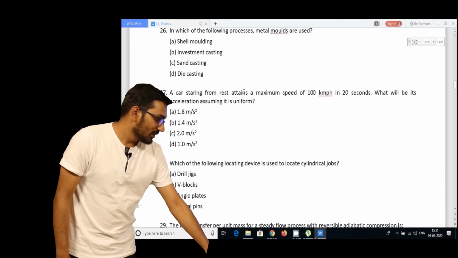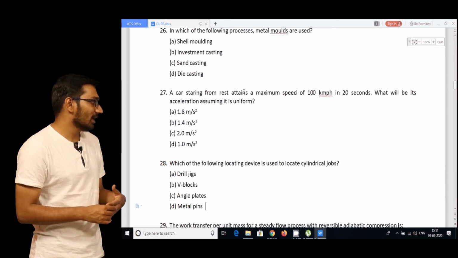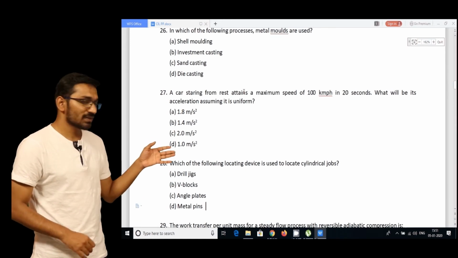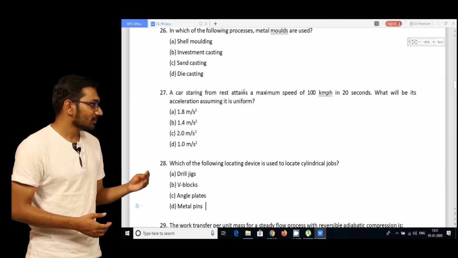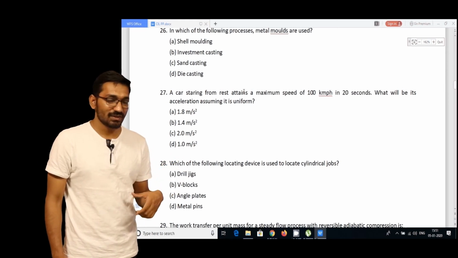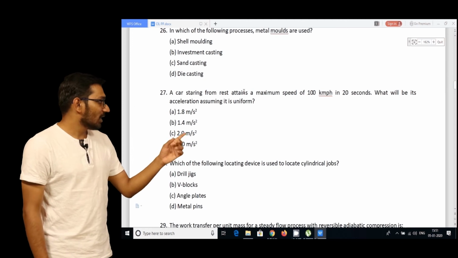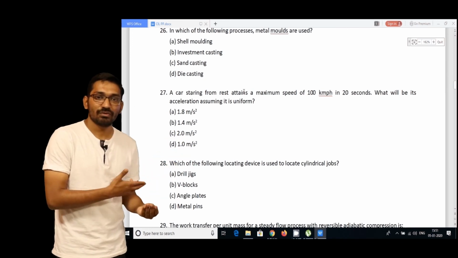Next is, a car starting from rest attains a maximum speed of 100 km per hour in 20 seconds. So the initial velocity of this car is 0. Final velocity is 100 km per hour in 20 seconds. Just convert this 100 km per hour into meter per second, and find what will be its acceleration, assuming it is uniform. Right, it is uniform acceleration.